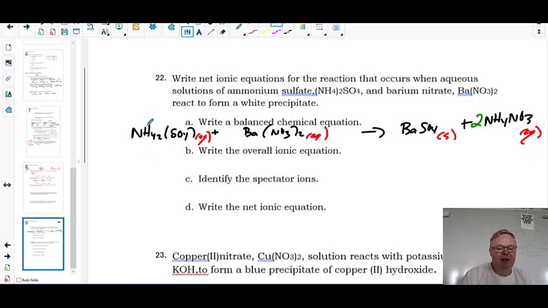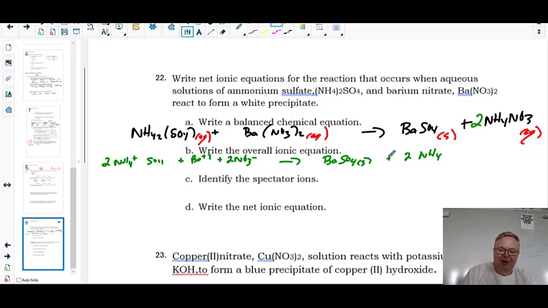Overall ionic equation, that's just writing them all out as ions. So in other words, it would be 2 ammonium ions, 1 sulfate ion, 1 barium ion, 2 nitrate ions. And then the solids don't become ions, they just stay together as solids. And then we have 2 ammonium ions and 2 nitrate ions, and so forth and so on.